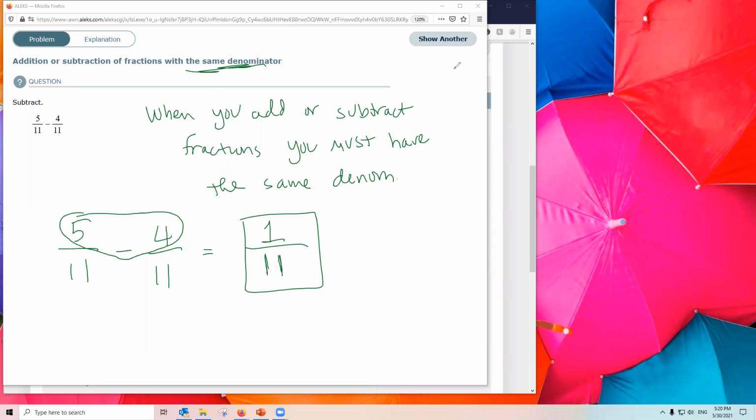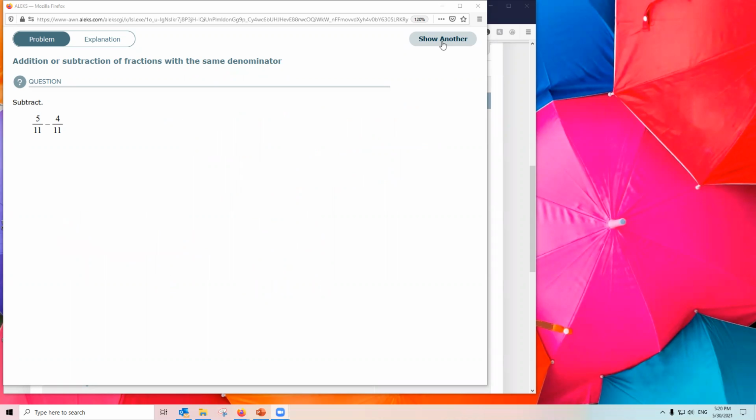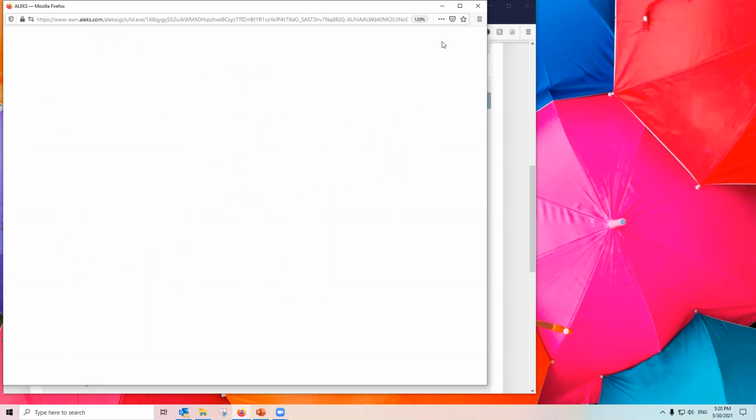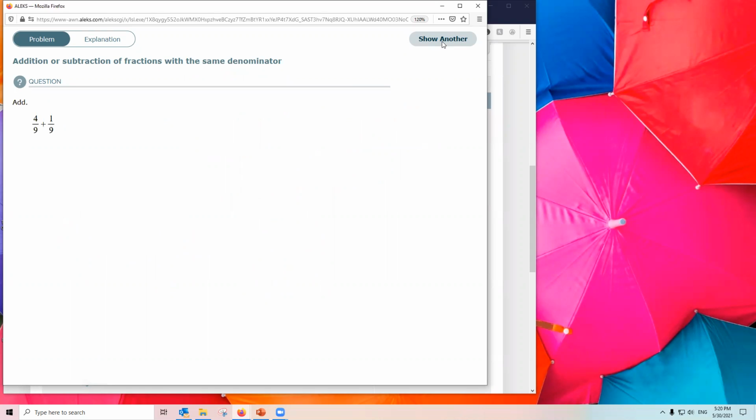All right, let's do another. Let's do an addition one. All right, well, again, here is an example where the denominators are the same. Keep the denominator as is. Add the top numbers. 4 + 1 is 5.